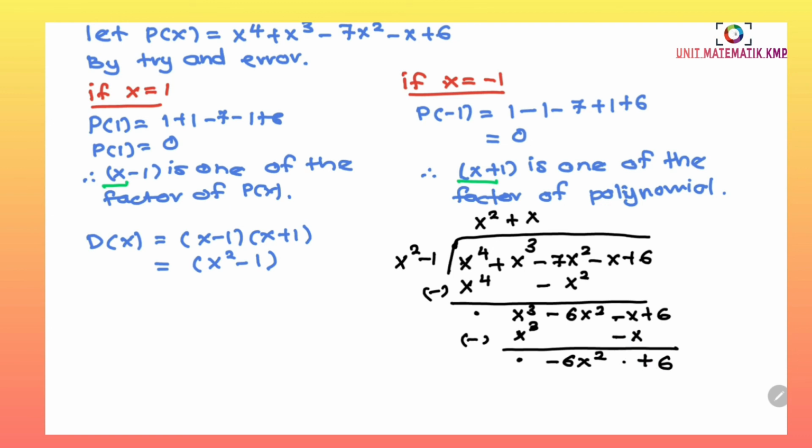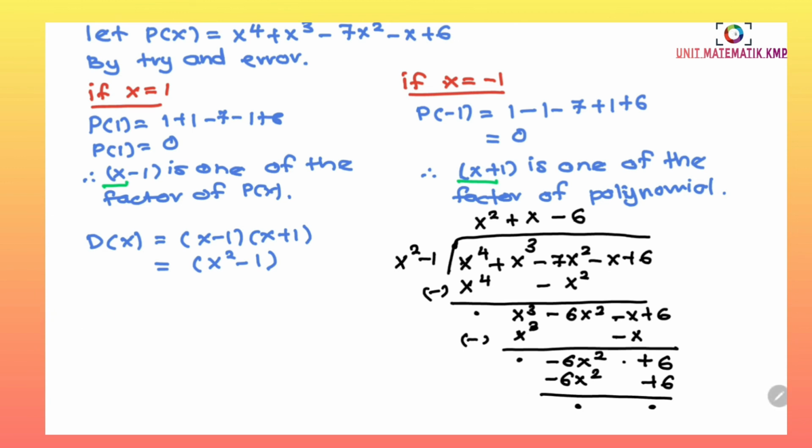Next, proceed with long division. x squared times what equals negative 6x squared? So x squared times negative 6 is negative 6x squared. Negative 6 times negative 1 is positive 6. So we will have no remainder. Next, rewrite it into the general form of the polynomial.